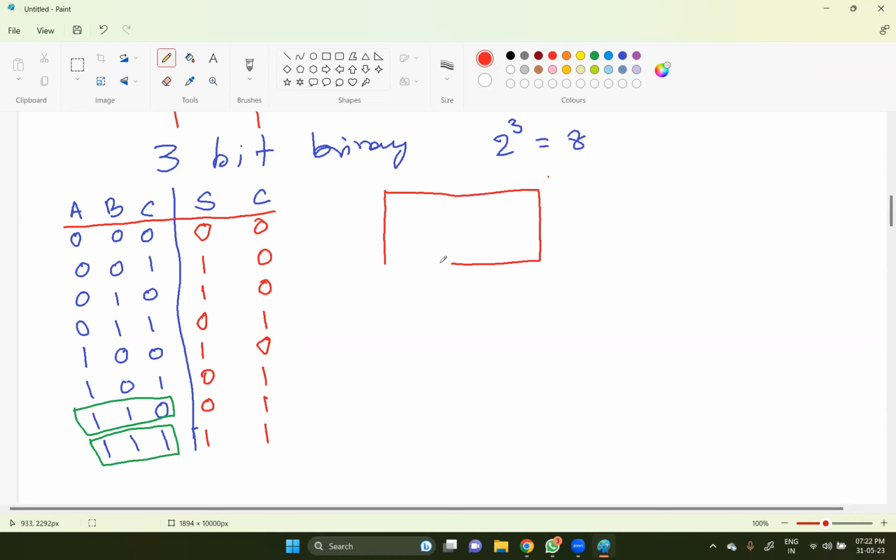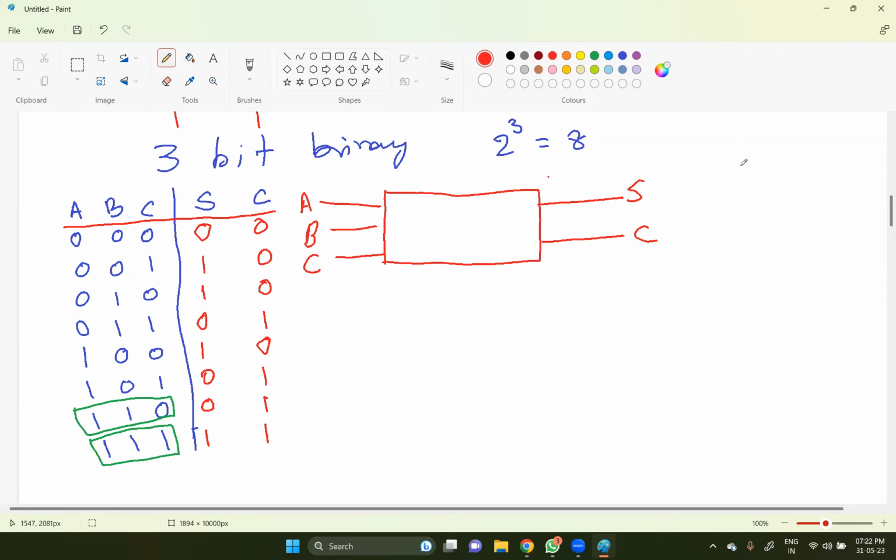If you want to draw this combinational circuit as a block diagram, you can write this is A, this is B, and this will be C. Three bits are inputs here, and two outcomes will be there: one outcome will be sum, and the second outcome will be carry. While writing this, please understand one proper issue.